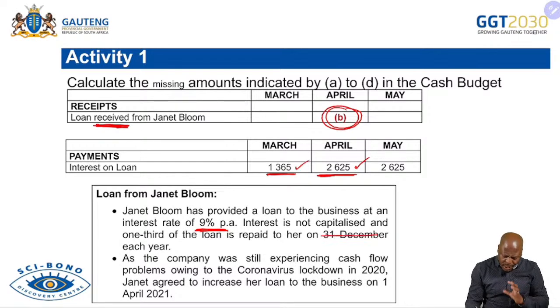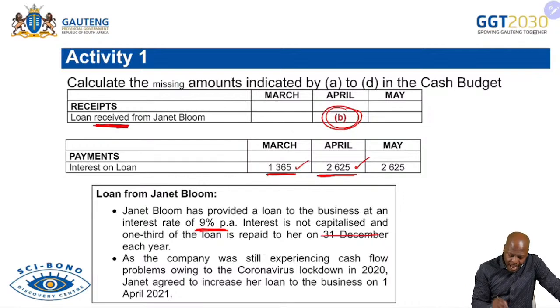As the company was still experiencing cash flow problems owing to the coronavirus lockdown in 2020, Janet agreed to increase her loan to the business on 1 April. Okay, so on the 1st of April, we have a new loan amount. What do we have to do now? We want to calculate that new loan amount. All right, let's see how we can do that. There are several ways in which you could have done that, but I don't want to waste your time. I want to show you the quickest, the fastest way to get this amount. How do we do that?